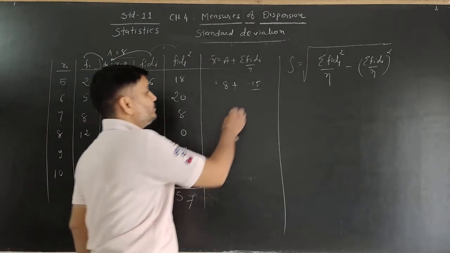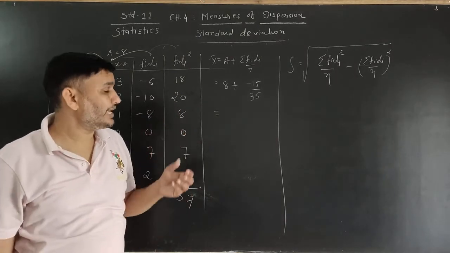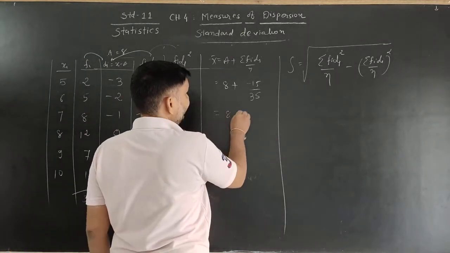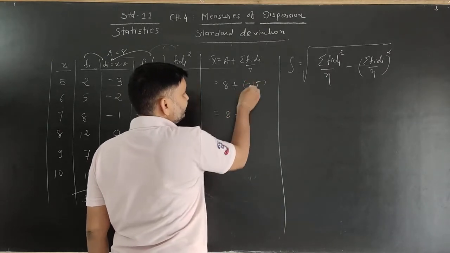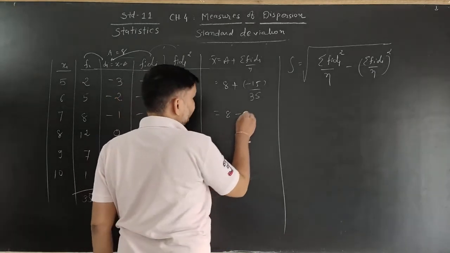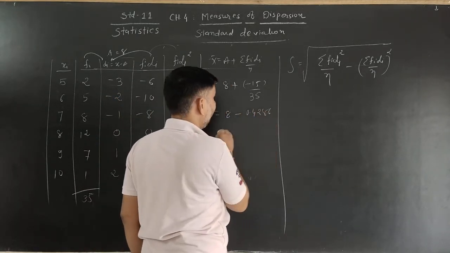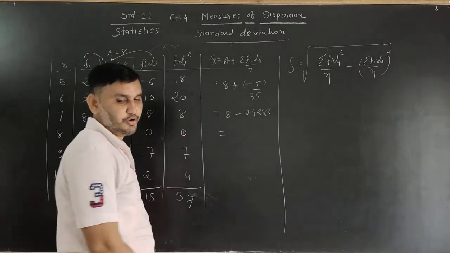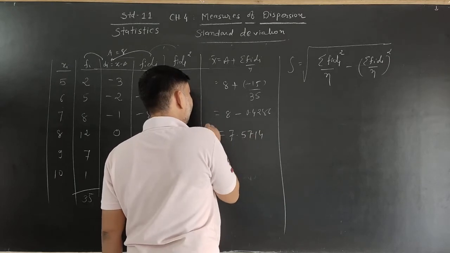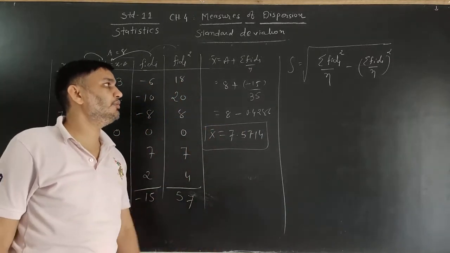Now minus 15 divided by 35. So we can cancel this value. Minus 15 divided by 35 is 0.4286. So 8 minus 0.4286, the answer is 7.5714. That is the x bar. The value of x bar is equal to 7.5714.